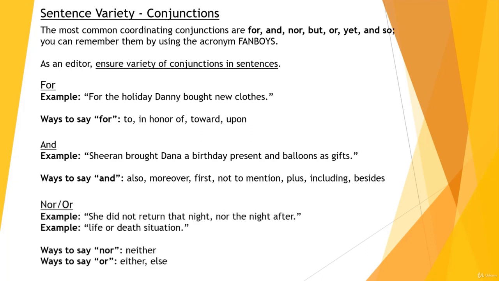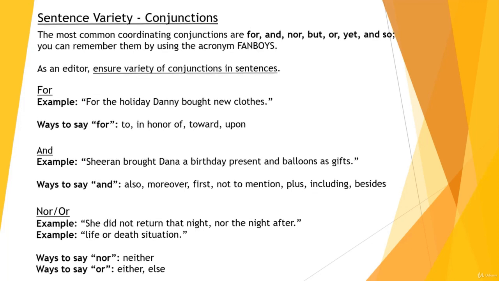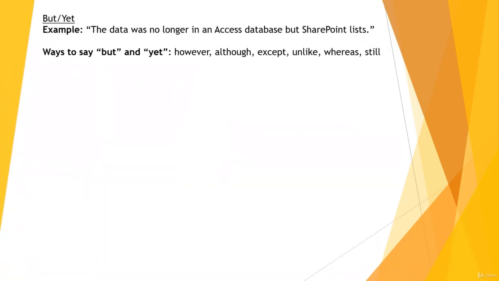Nor and or. Example, she did not return that night, nor the night after. Another example, life or death situation. Ways to say nor: neither. Ways to say or: either, else. But and yet. Example, the data was no longer in an Access database but SharePoint lists. Ways to say but and yet: however, although, except, unlike, whereas, and still.